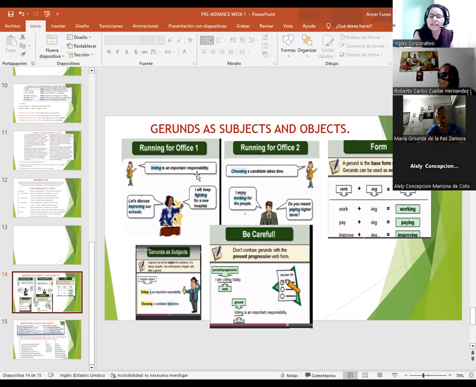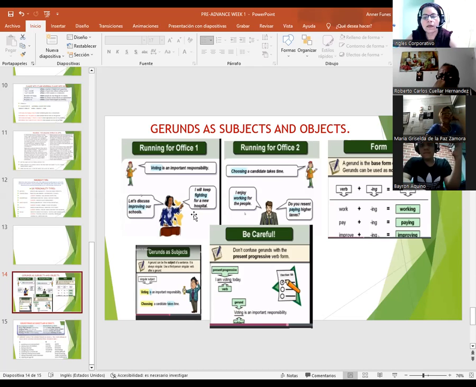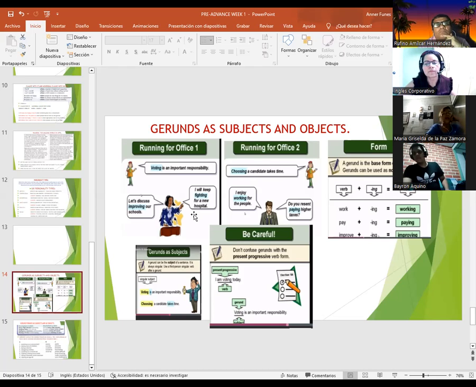Me gustaría saber antes de continuar si ya vieron esta clase en la plataforma. ¿Quiénes vieron ya esta clase en la plataforma? Me. Ok. ¿Quién más? Me, teacher. Ok.